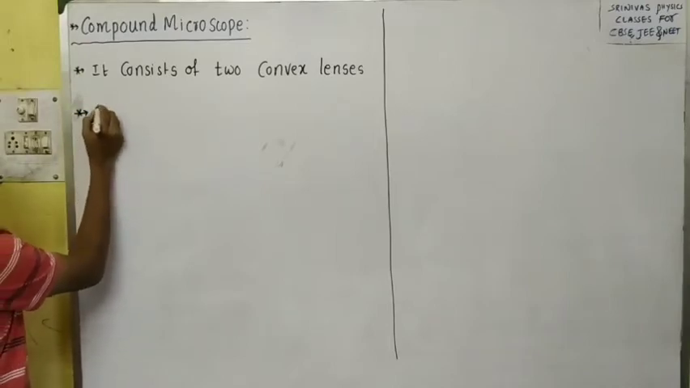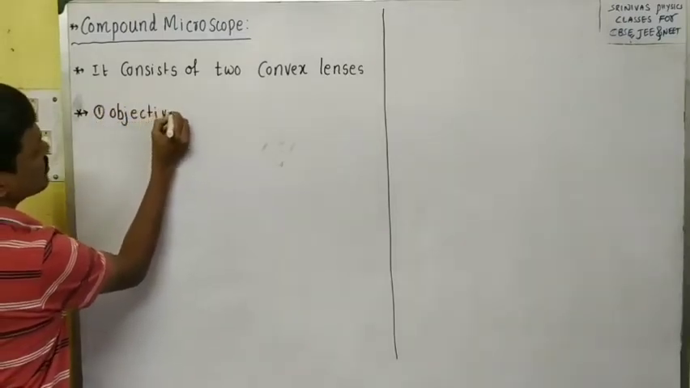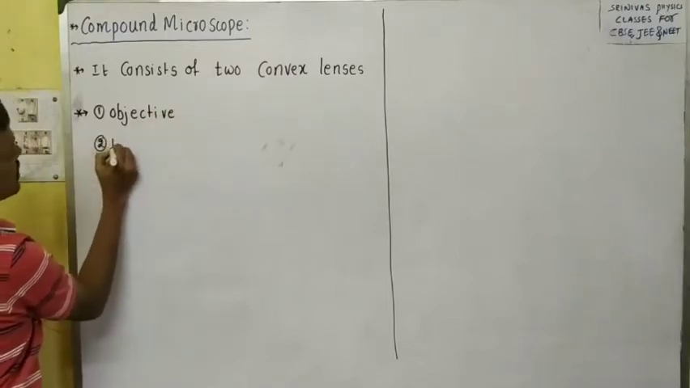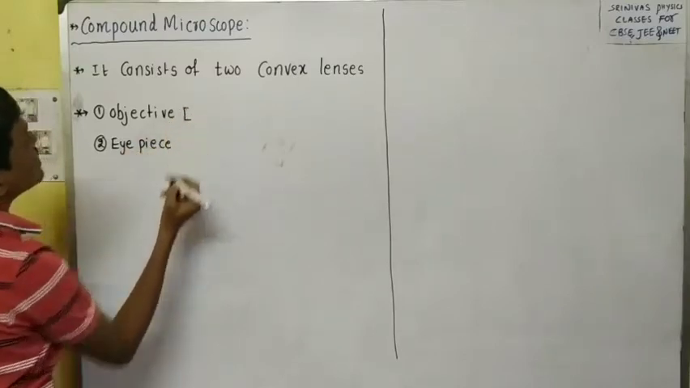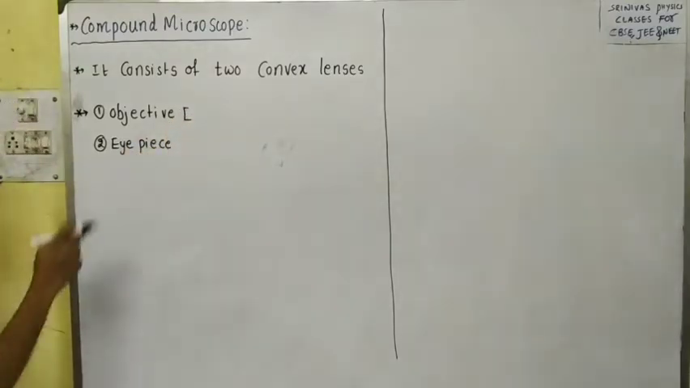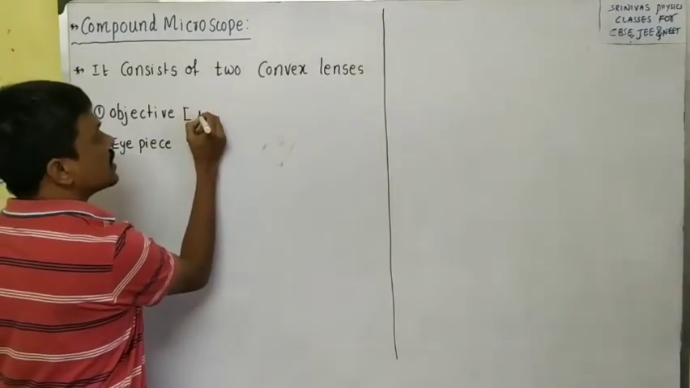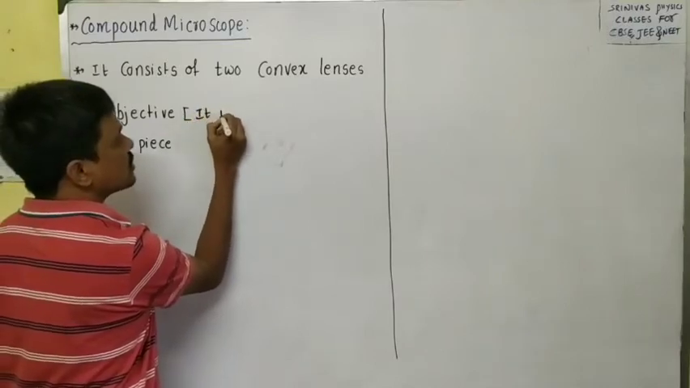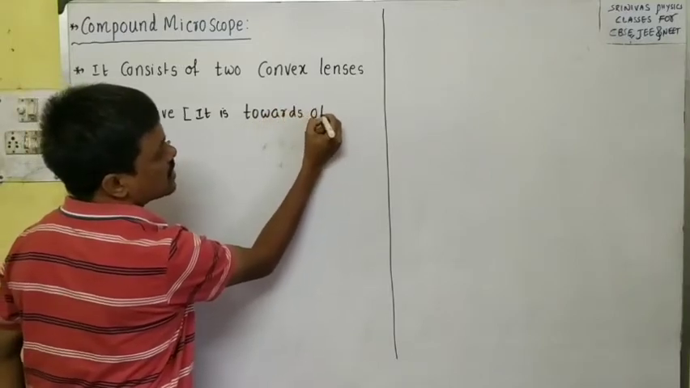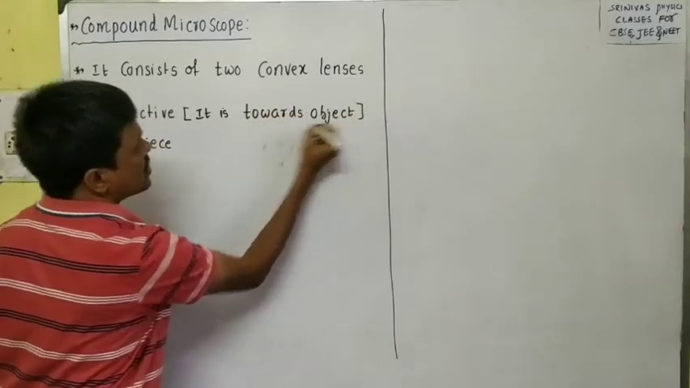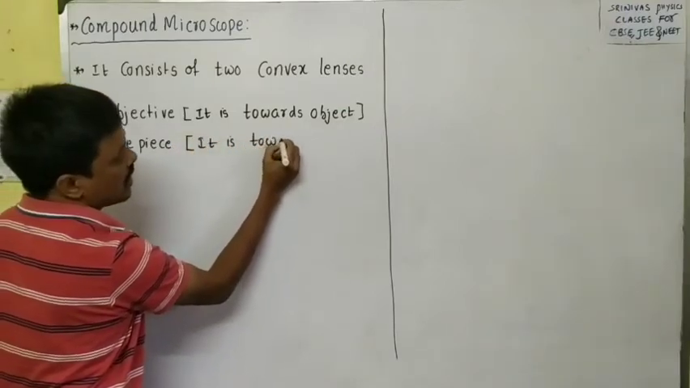One is called the objective, and the other one is called the eyepiece. The compound microscope has two lenses, one is the objective and the other is the eyepiece. The objective is the lens towards the object, and the eyepiece is towards the eye.